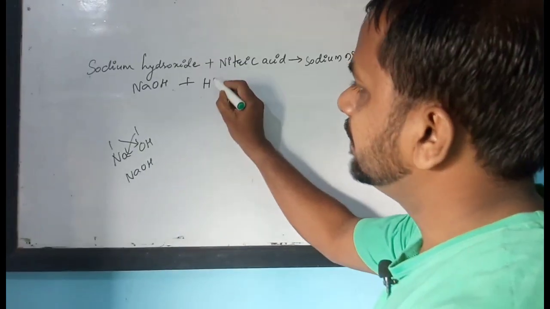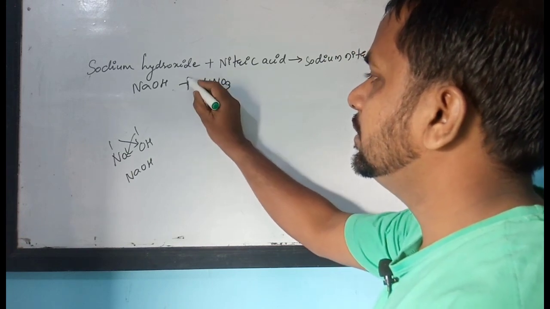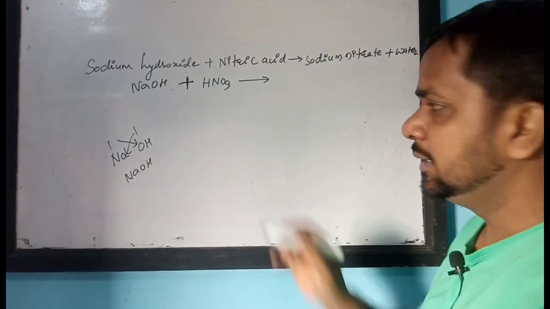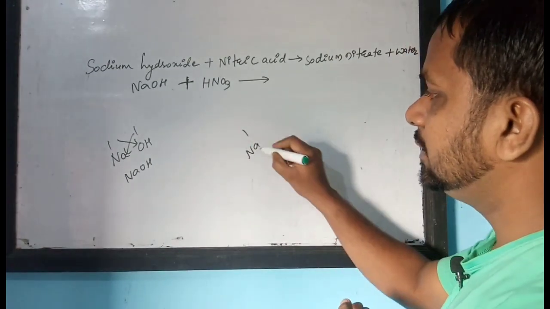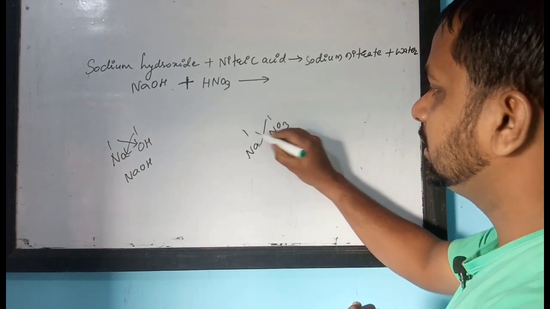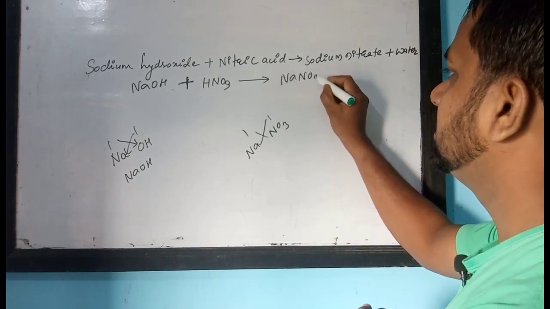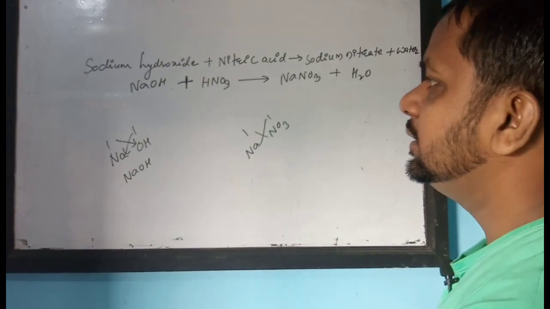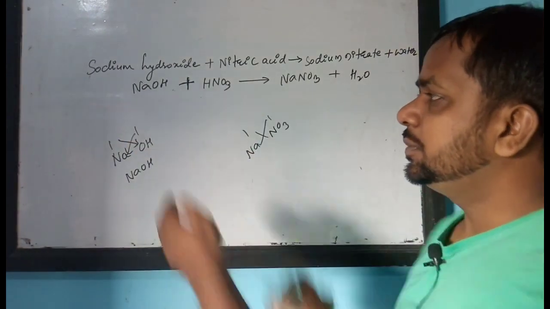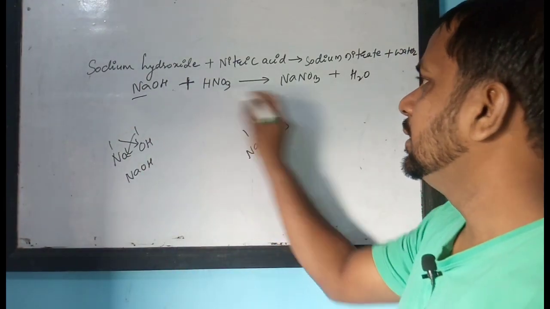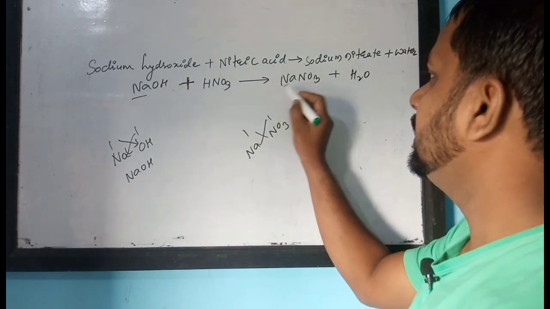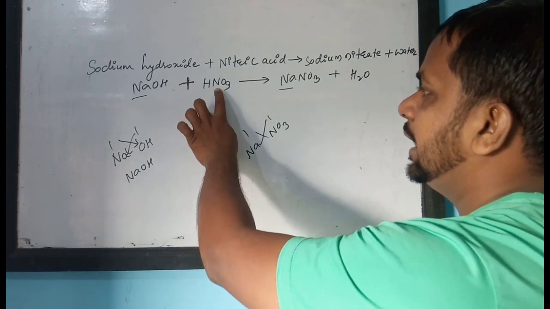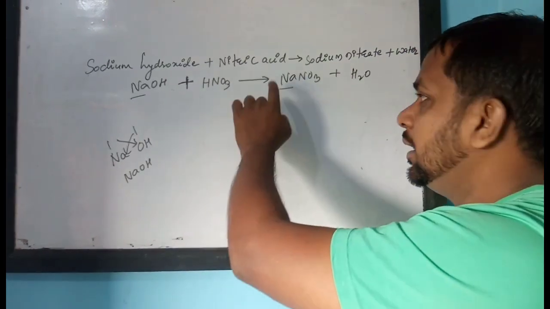And nitric acid you have to remember, that is HNO3. Now it is forming sodium nitrate. Sodium valency is 1, nitrate valency is 1. It is coming NaNO3, and here is water, that is H2O. Let us see whether this is balanced or not. Let us move from left. It is 1 Na here, 1 Na here, balanced. Oxygen, hydrogen, leave it. Nitrogen here 1, nitrogen here 1, already balanced.